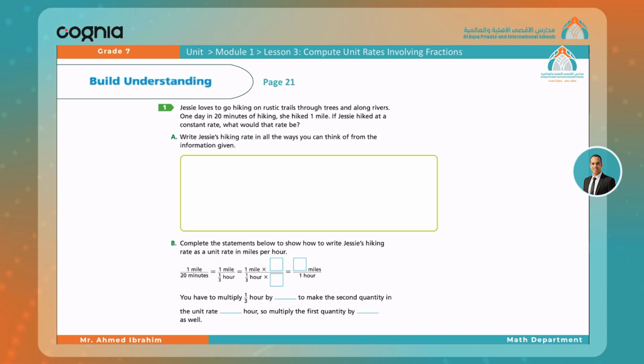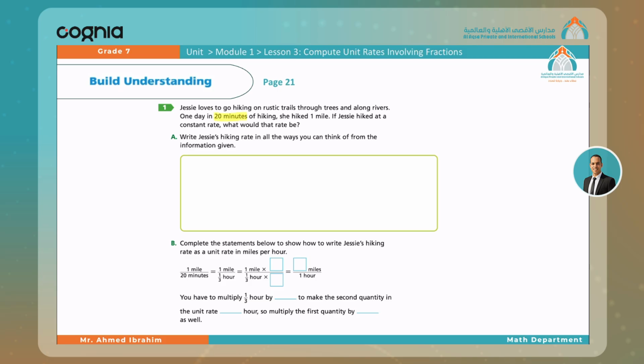Okay, page 21, build understanding. Question 1 says, Jesse loves to go hiking on rustic trails, through trees, and along rivers. One day, in 20 minutes of hiking, she hiked 1 mile. If Jesse hiked at a constant rate, what would that rate be? Question A, write Jesse's hiking rate in all the ways you can think of from the information given.